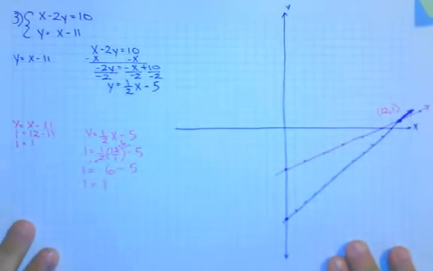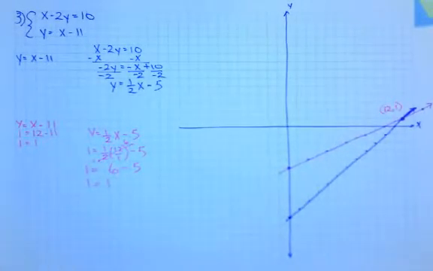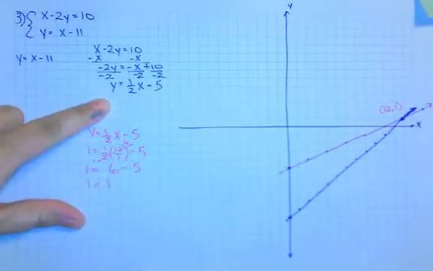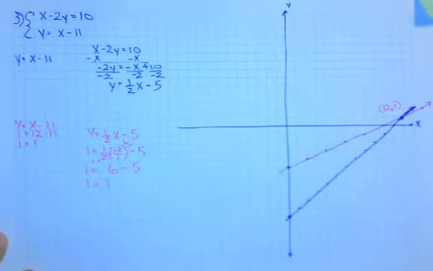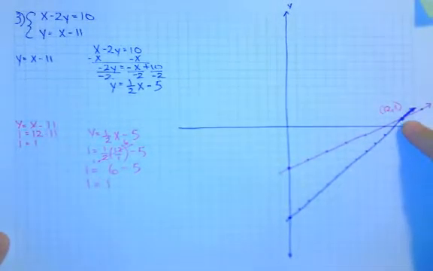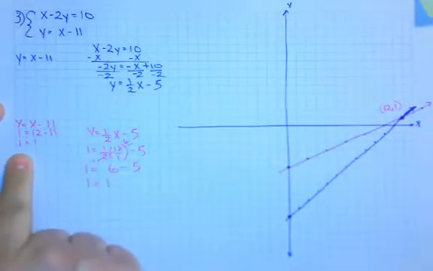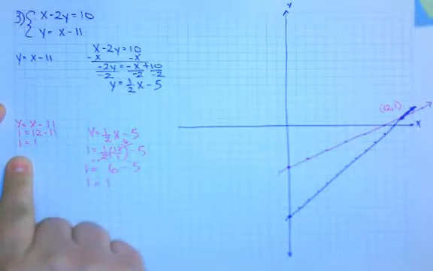Alright, so in this one we have the system of equations of x minus 2y equals 10 and y equals x minus 11. y equals x minus 11 doesn't need to be changed. It's already in slope-intercept form. The other one, though, needs to be changed, and it will come out to be y equals 1/2 x minus 5. You'll go ahead and plot your points. You'll end up with 12 and 1 as your point of intersection. Then you'll go ahead and plug those in, checking your answer using substitution, and they both come out to 1.